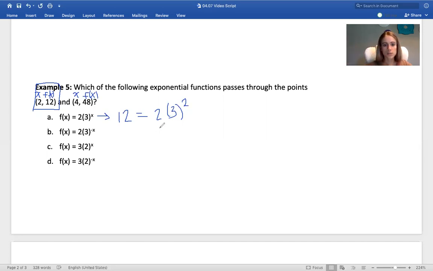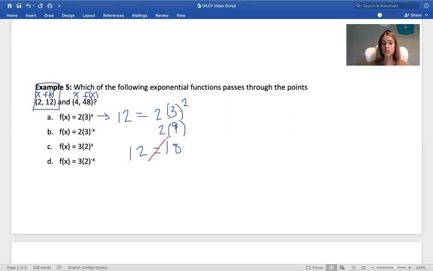All right, well, 3 squared is 9. And then 2 times 9 is 18. Well, 12 is equal to 18. Is that a true statement? No, it's not. So that means A cannot be my answer. A is not the equation that matches.